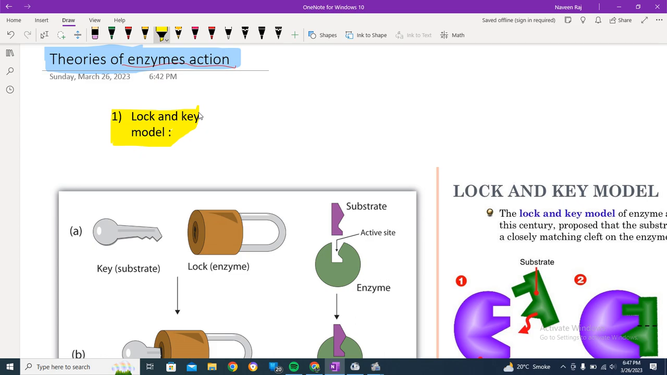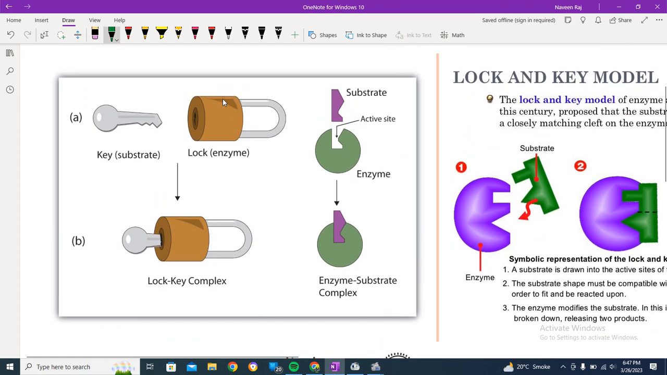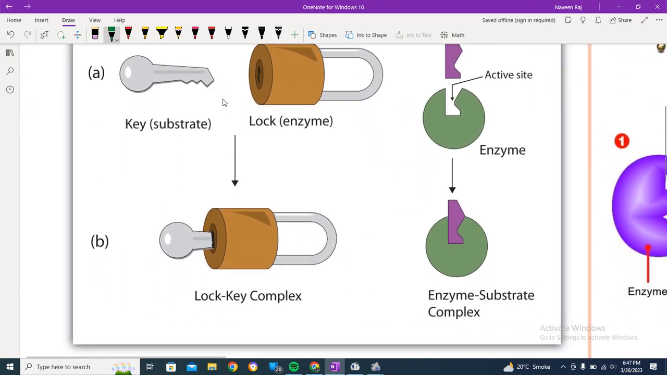As the name says, the lock and key model is something related to a lock and a key, and we are relating both to the enzyme in the form of a model. So this is going to be fun. First of all, let me show you the diagrams so that you may get an idea of what we are discussing today.